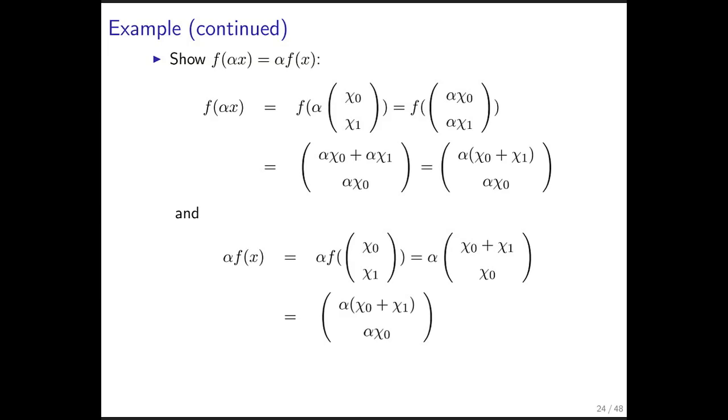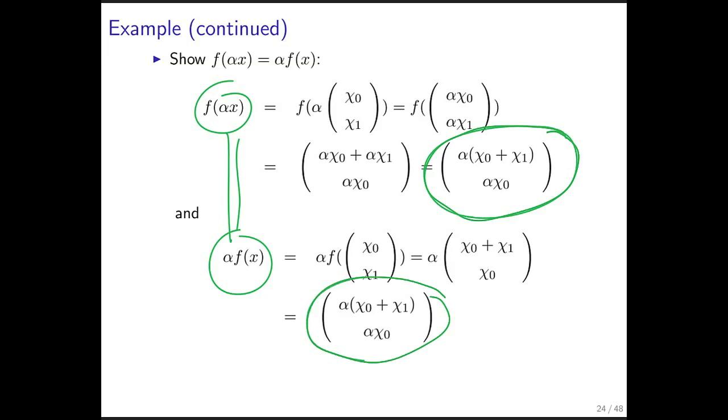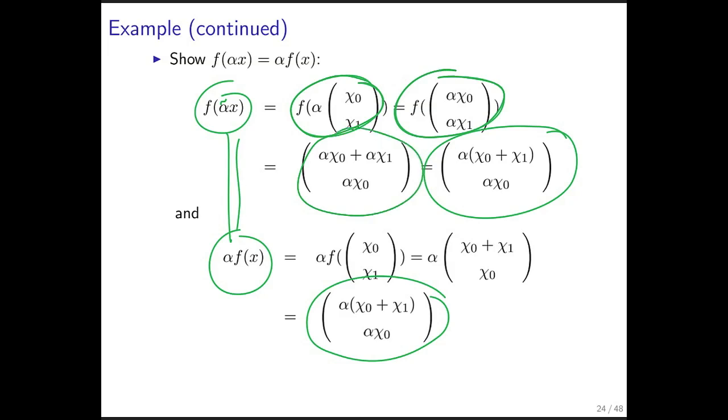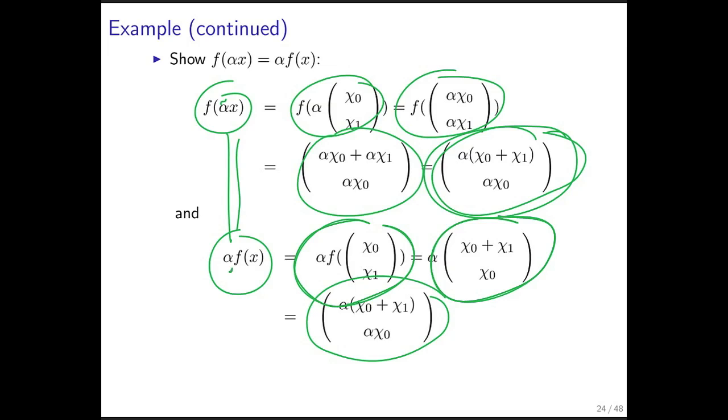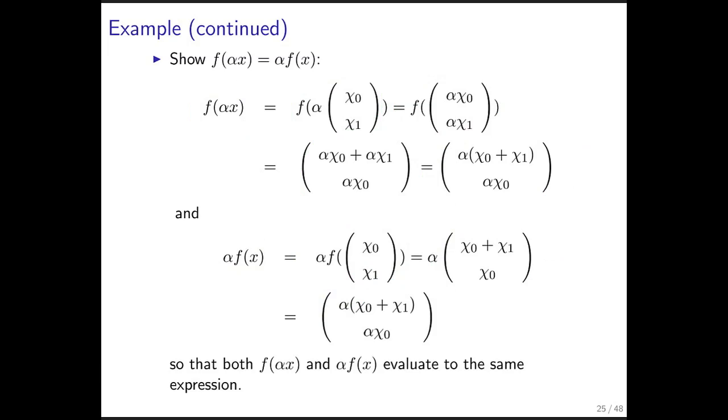Now, if this is to be equal to that, then it must be the case that this result is equal to that result. Clearly they are, so we're in good shape. And therefore we conclude that both f of alpha x and alpha times f of x evaluate to the same expression, and therefore they are equal.